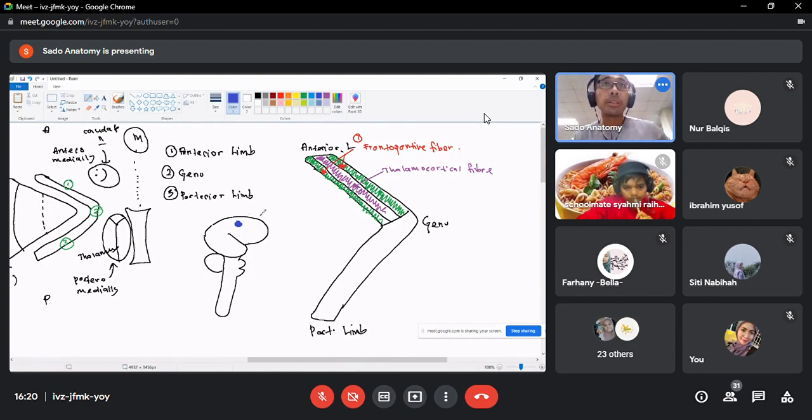By the way, this frontopontine fiber, can you see, class? This is your frontal lobe, right? So this frontopontine fiber is basically coming from where? Coming from the motor cortex, which, as you know, belongs to the frontal lobe. So frontopontine fiber comes from the frontal lobe, specifically from the motor cortex, moves downward, and terminates in your pons.